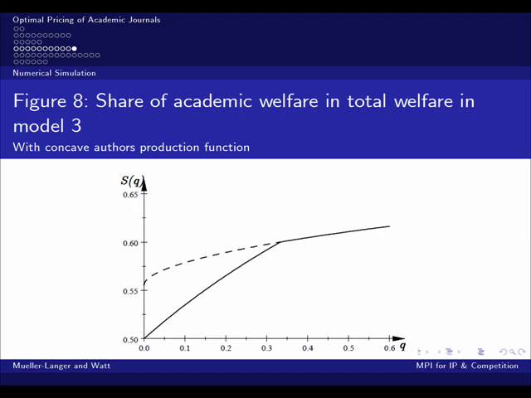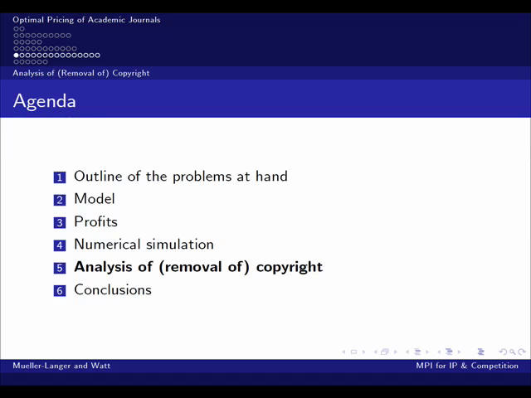We have a different result in model three. For high quality, the share of academic welfare in total welfare increases.